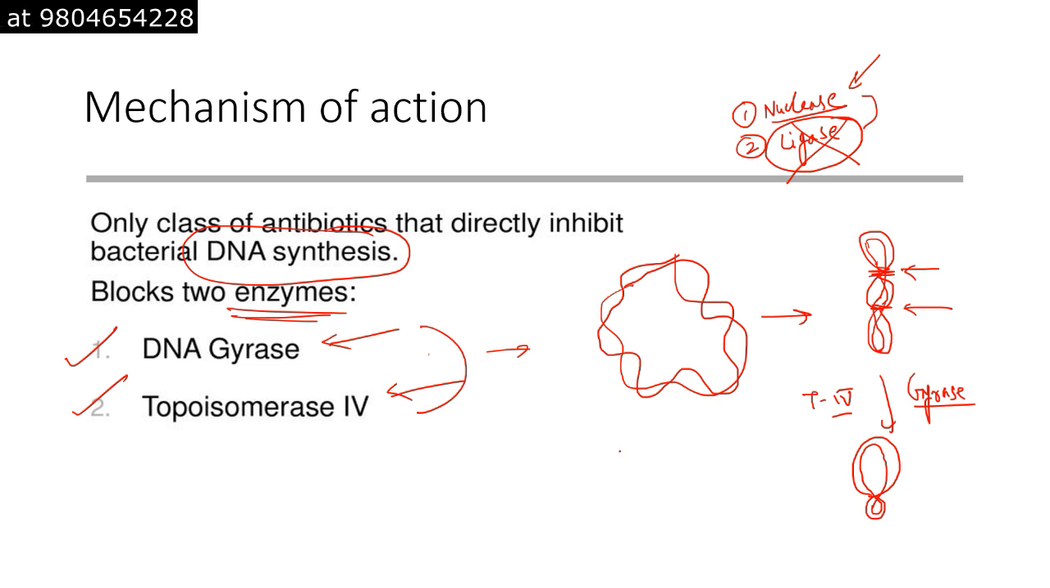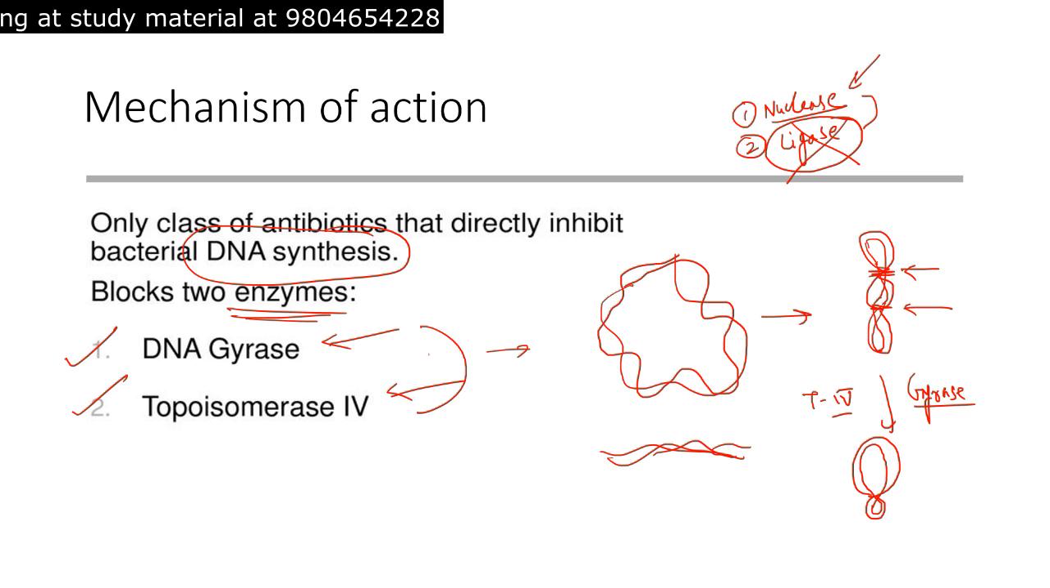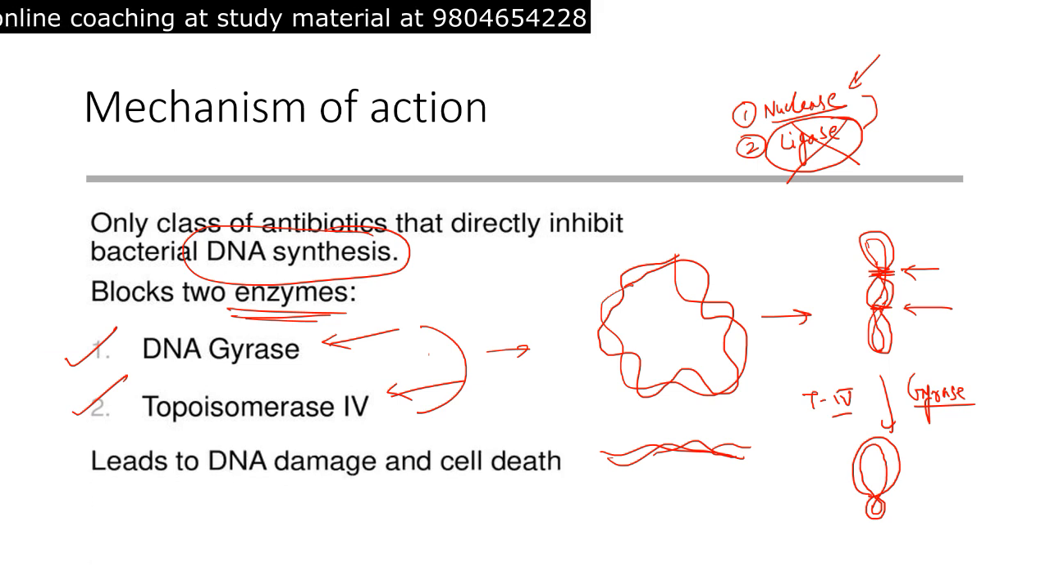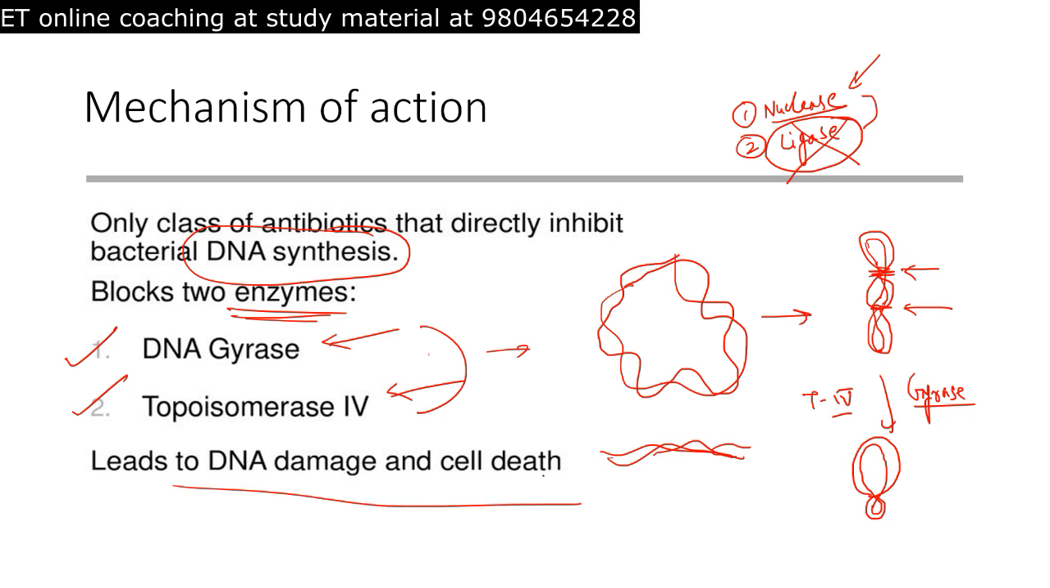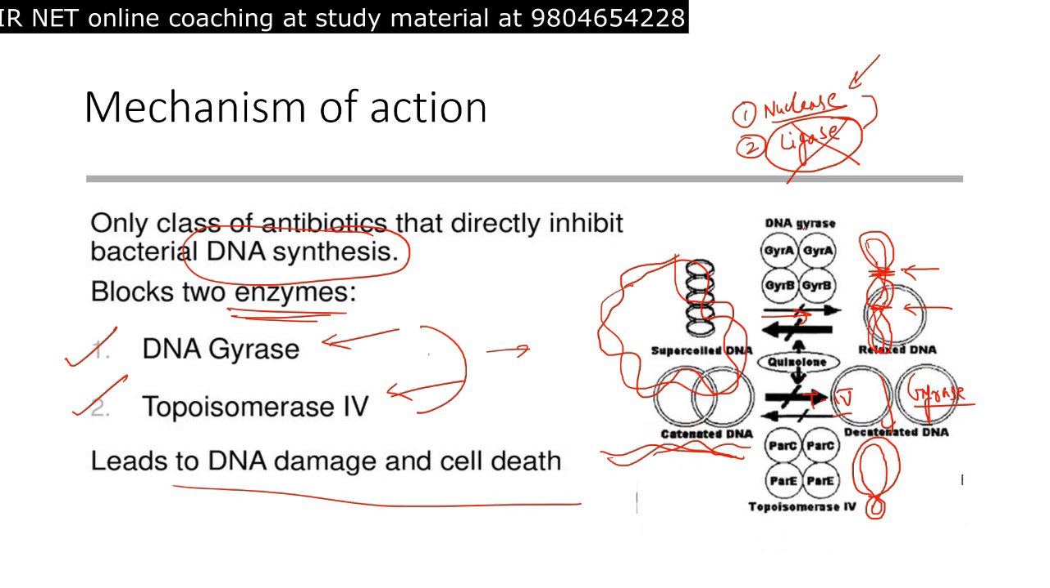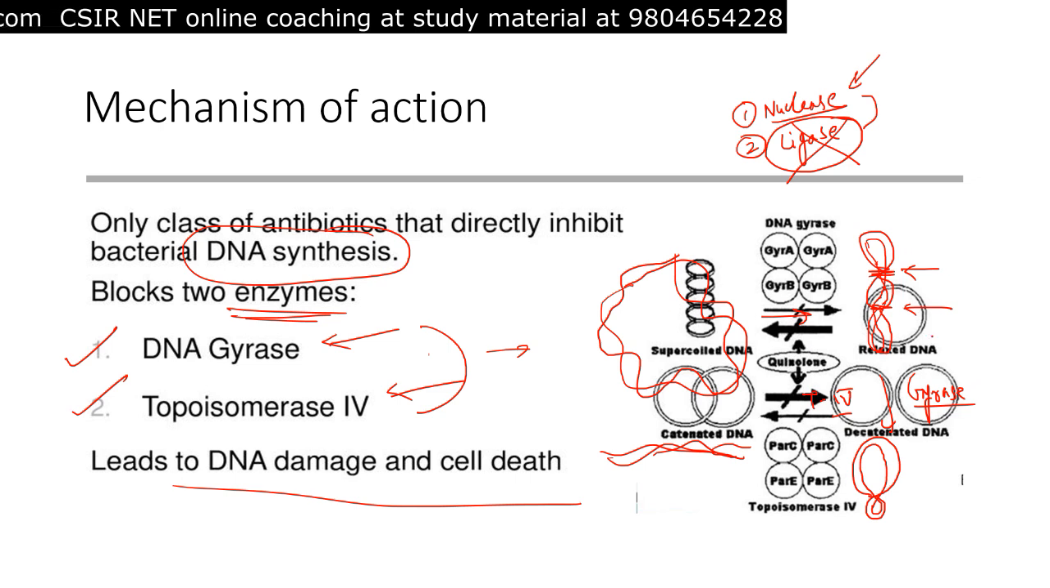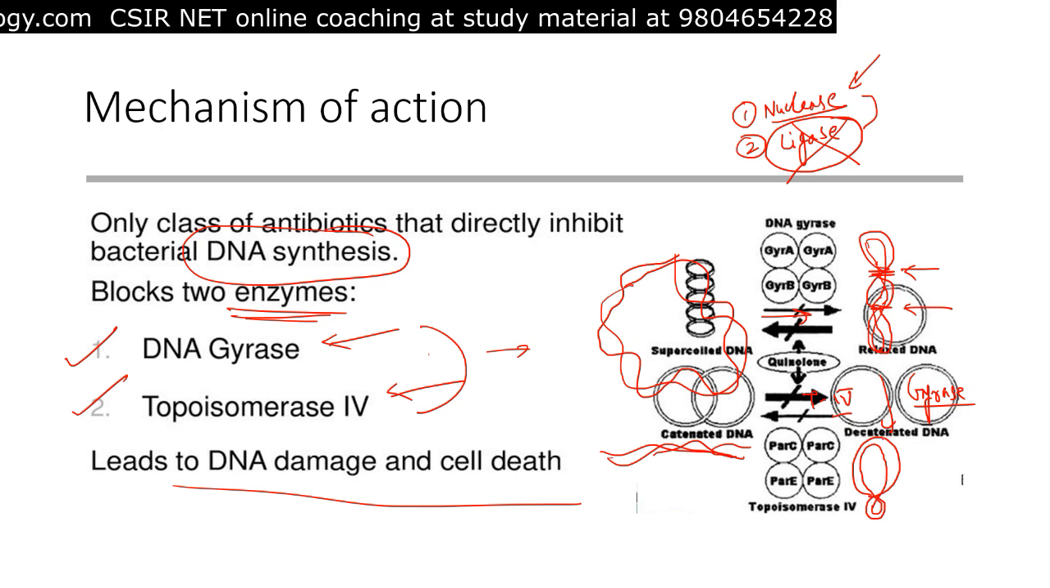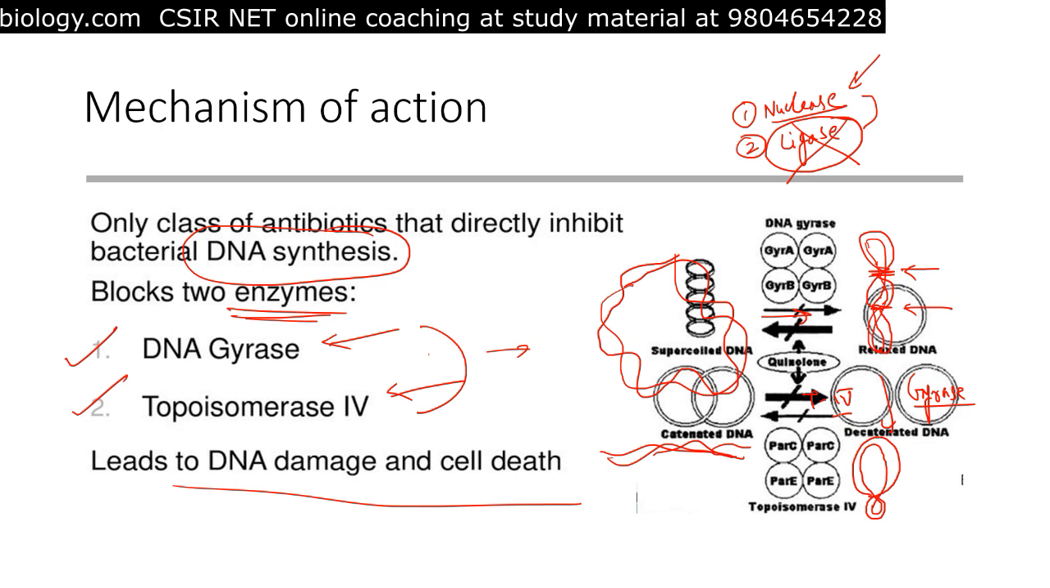As a result, we end up with a cut version of the DNA, which can no longer be involved in the process of DNA replication. So that is the end of DNA replication, and the end of bacterial growth. This is how the mechanism of action works, causing DNA damage and leading to cell death. Here you can see this picture already placed here: supercoiled DNA, and they cut it to make relaxed DNA. That is what topoisomerase 4 and gyrase do.